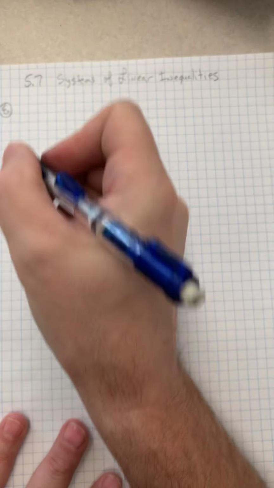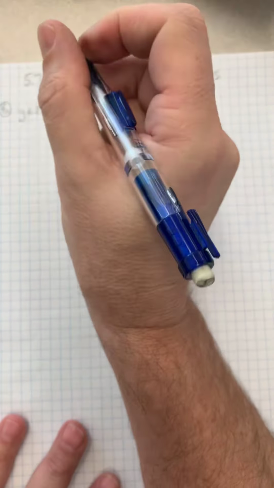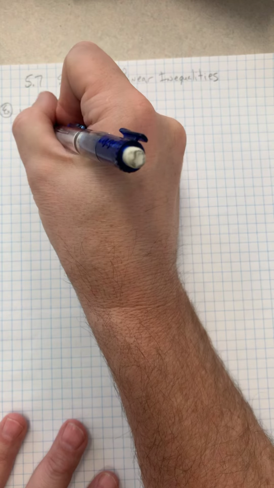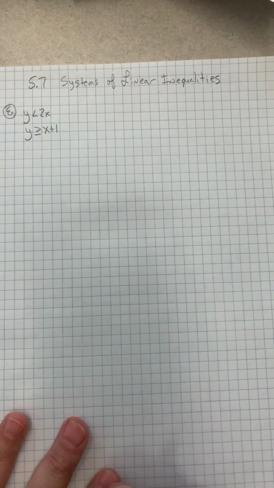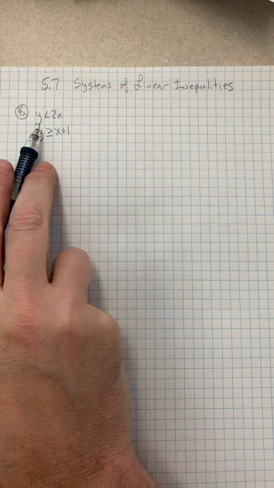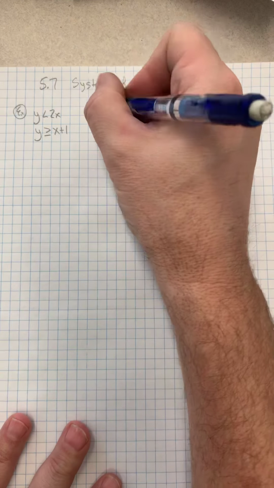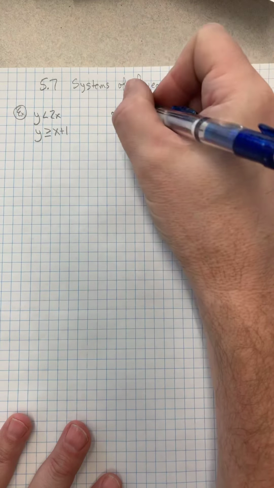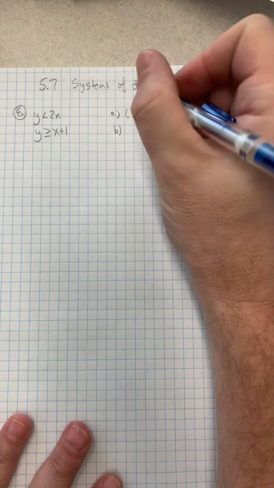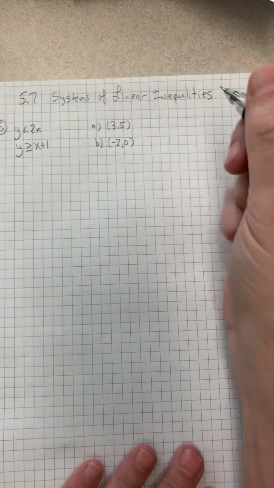First example, y is less than 2x and y is greater than or equal to x plus 1. So here's a system of linear inequalities. It's the exact same one we graphed in 5.6 notes. Letter A is going to have 3, 5, and I will say letter B, we're going to use the ordered pair negative 2, 0.